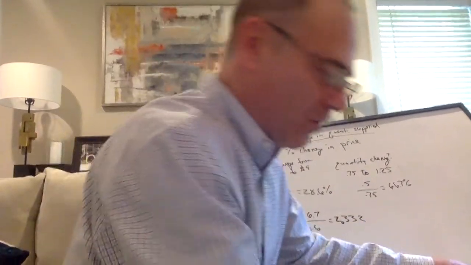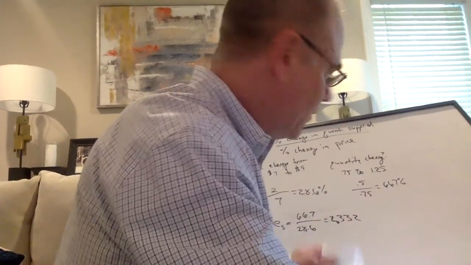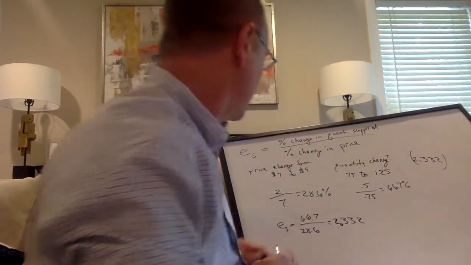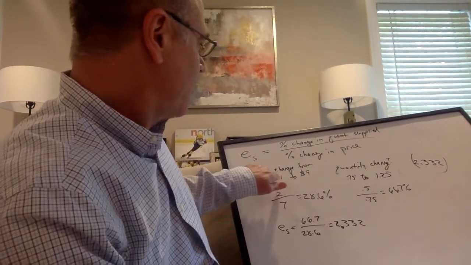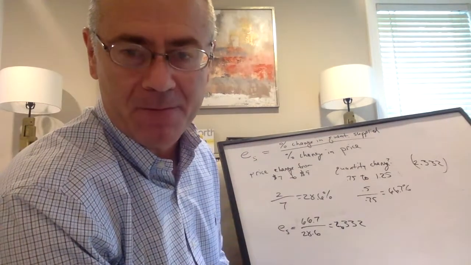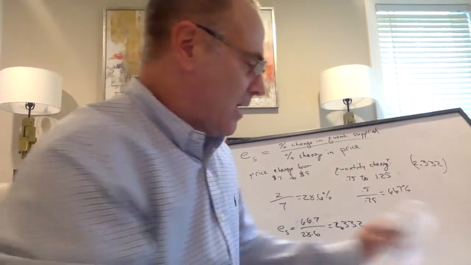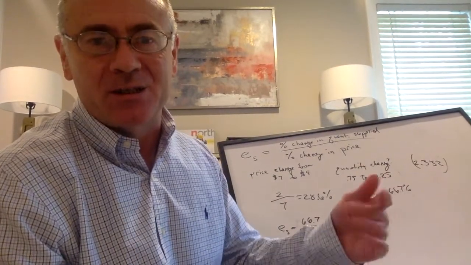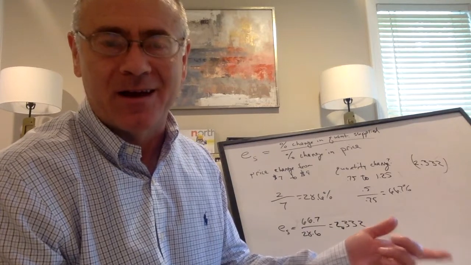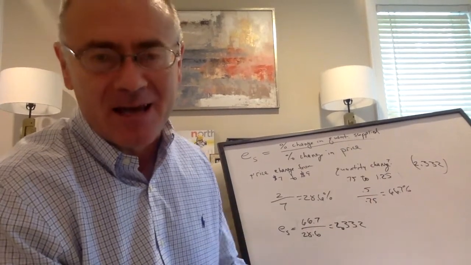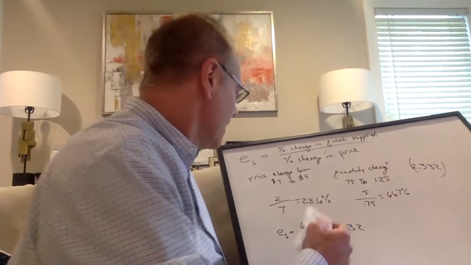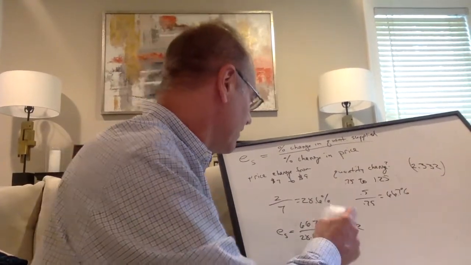Before that, we got 2.332, and that's when we looked at the price change from 7 to 9. It shouldn't be that different. What if we looked at the price change from 9 to 7? The quantity change is going to be the same. Shouldn't the elasticity be the same? In a sense, you'd think it would be. Let me show you why it's not quite that.